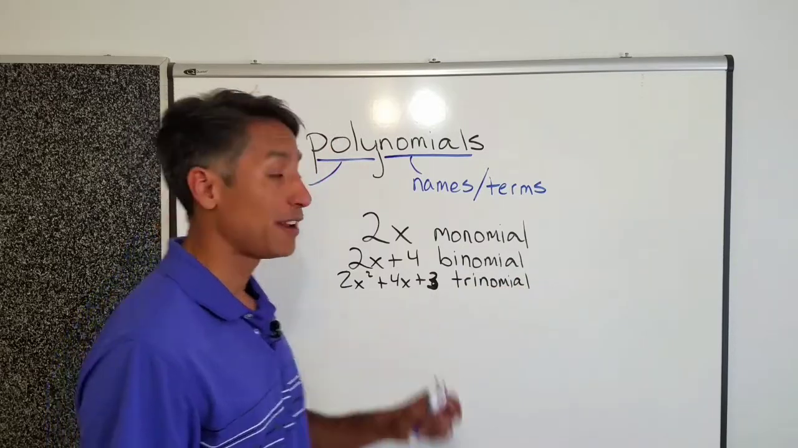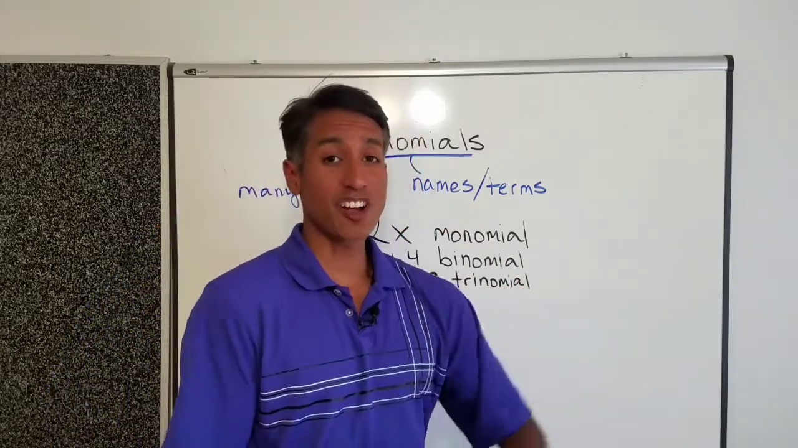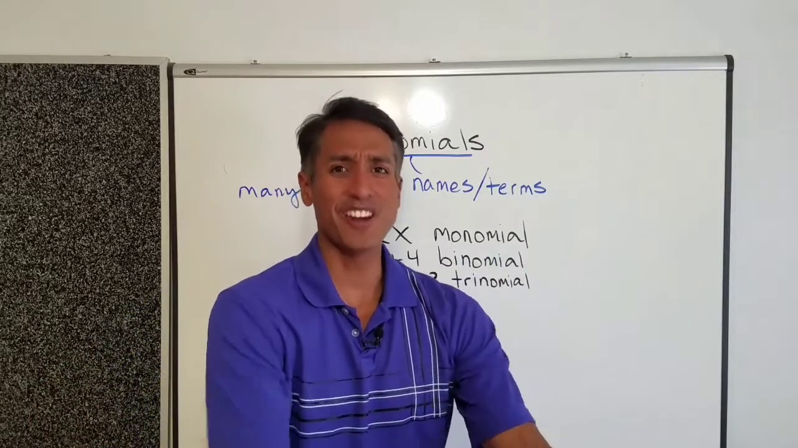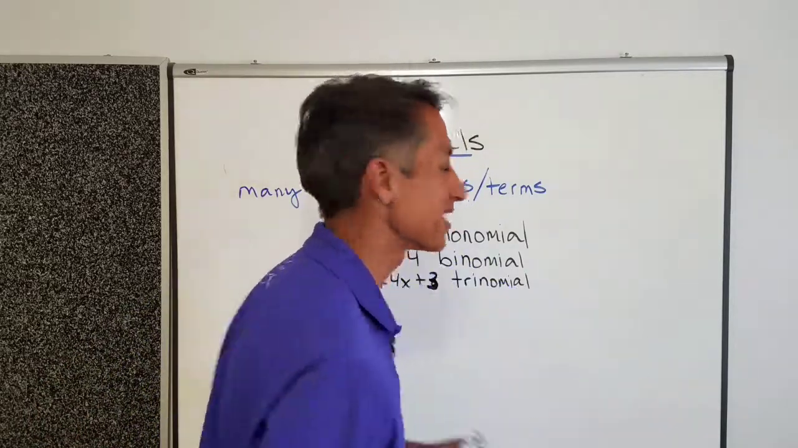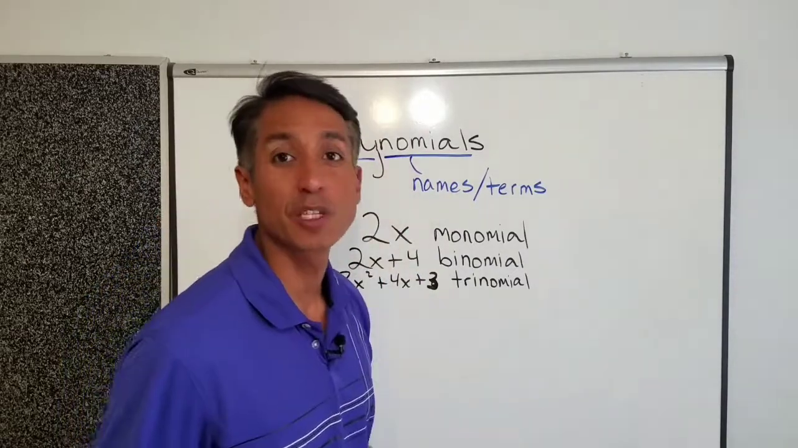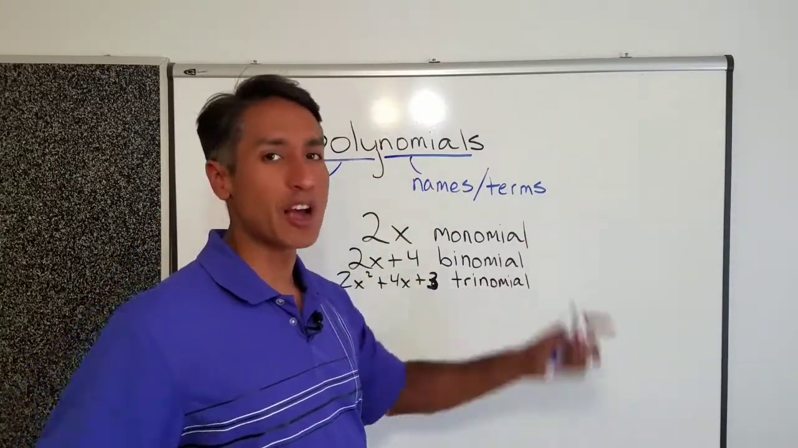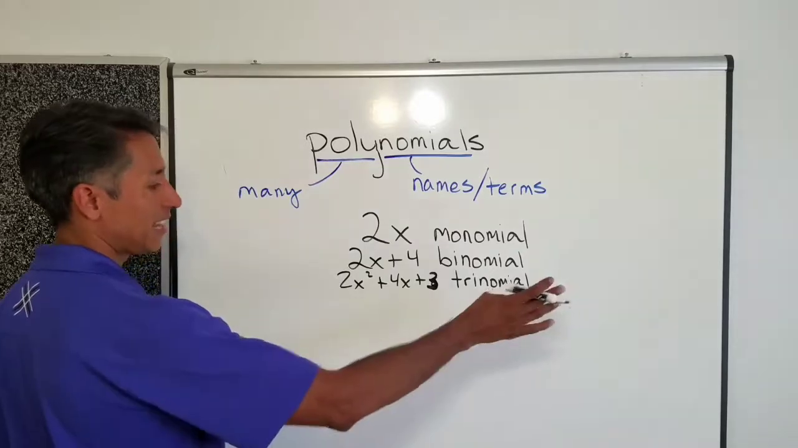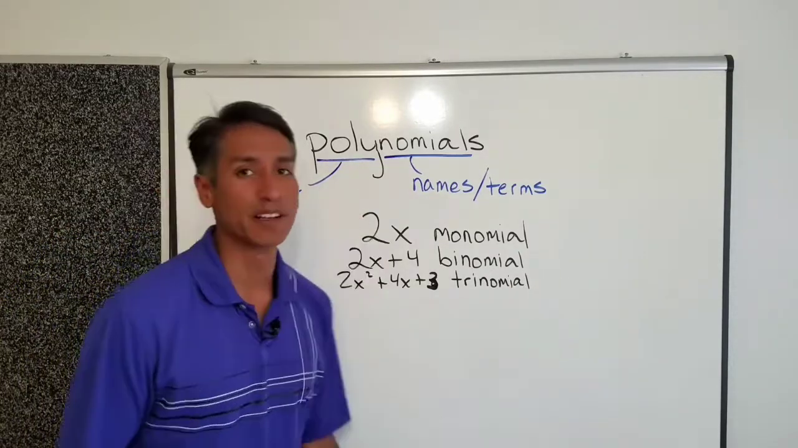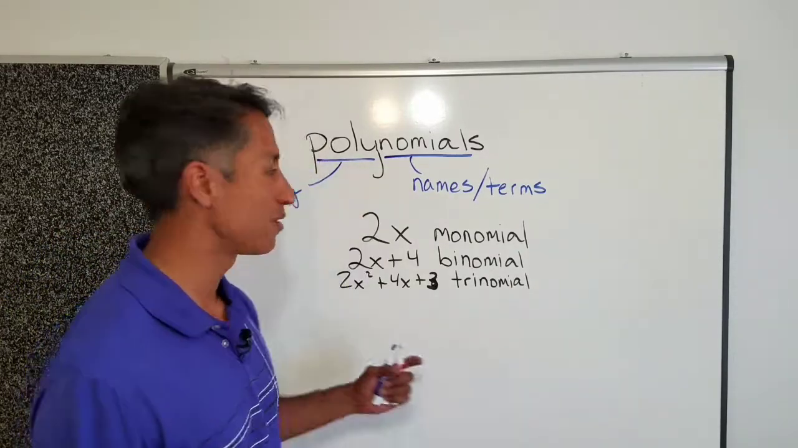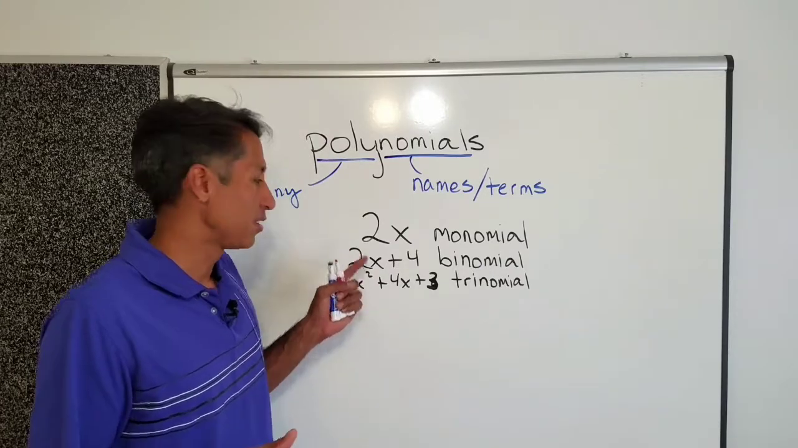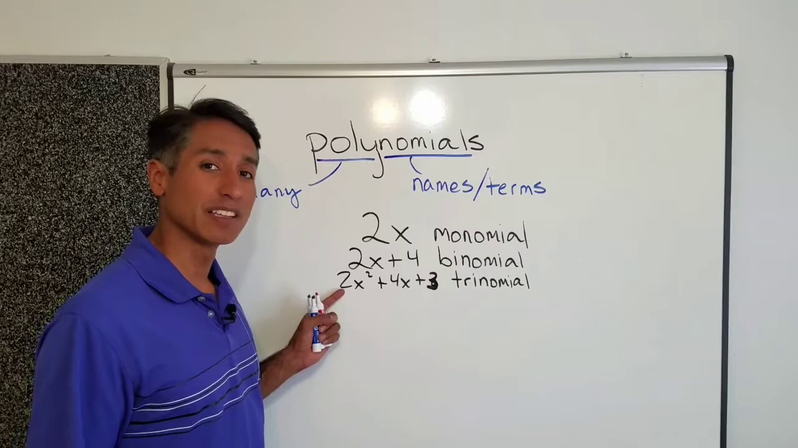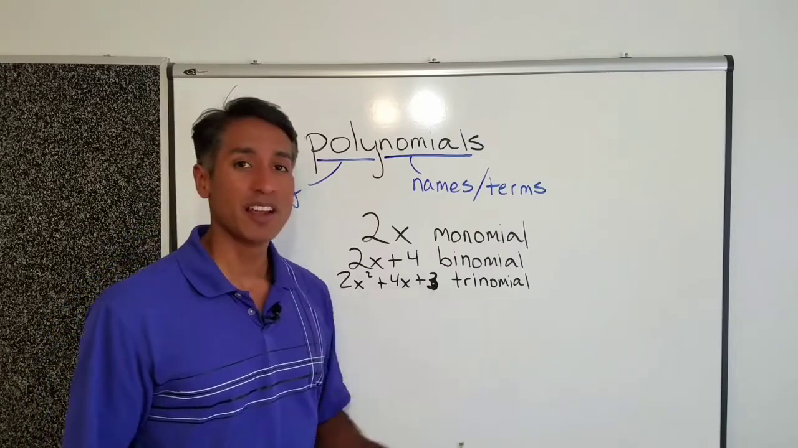And if we have four parts, it's called, no, it's not called a quadrinomial. Everybody always makes that mistake. It's just called a polynomial because poly means many. Who knows how many there are. So if you have anything after that, it's just called a polynomial. I guess technically you could say that this guy is a polynomial because there's more than one part. You could say that this is a polynomial as well because there's three parts.